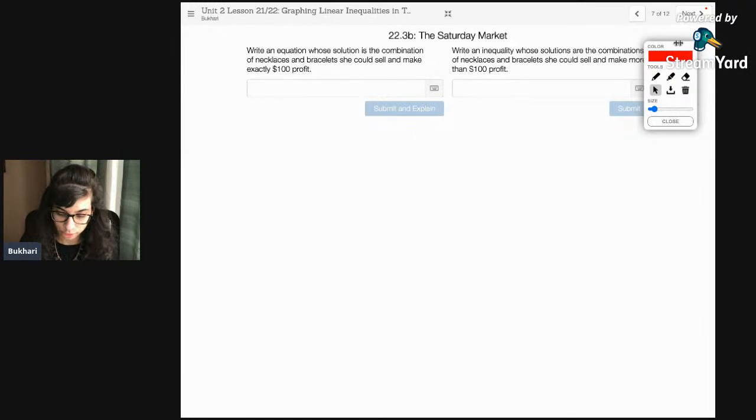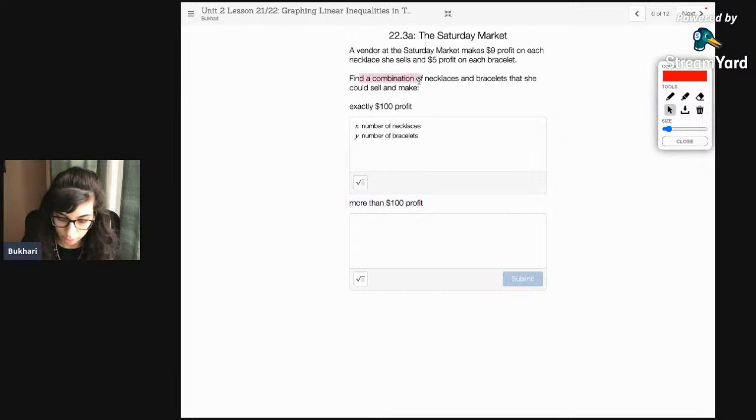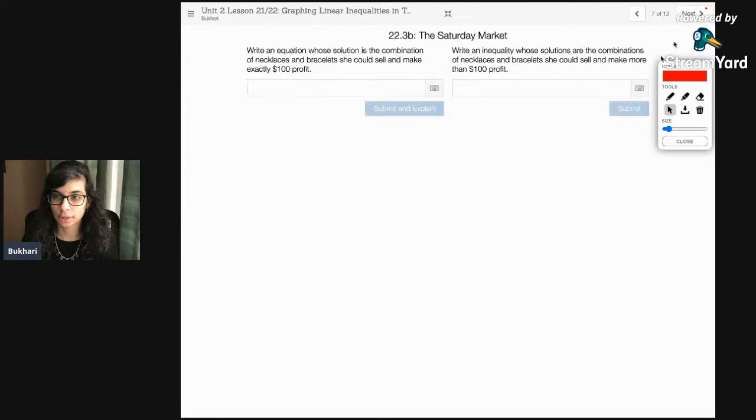And so once you find out those points, here you're just finding a combination. I just want a number, right? You don't have to create your equation at this point. I started to create my variables, but I just want to know how many bracelets and how many necklaces. You can say, okay, 10 necklaces and 10 bracelets would be more than $100, right? That's all you have to write up for this part. And on the next slide, you're creating your equation and your inequality.